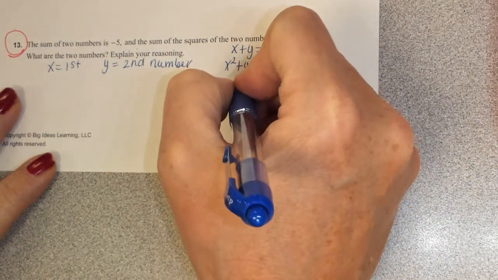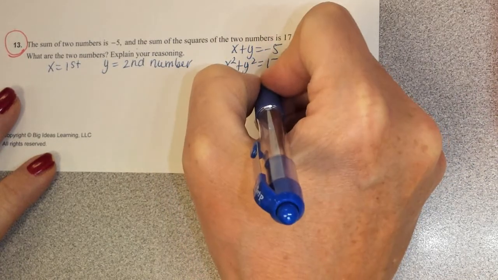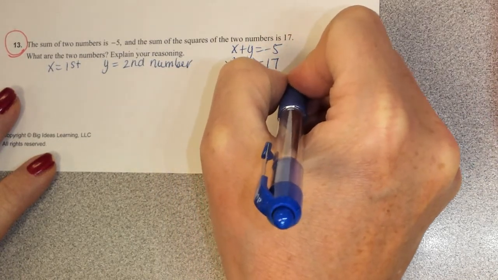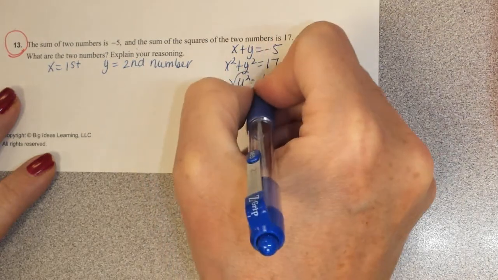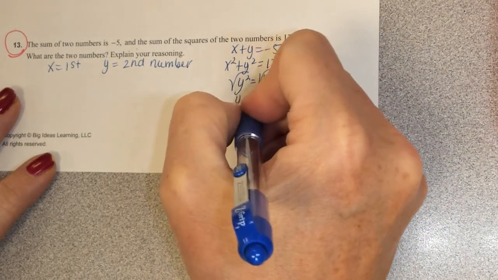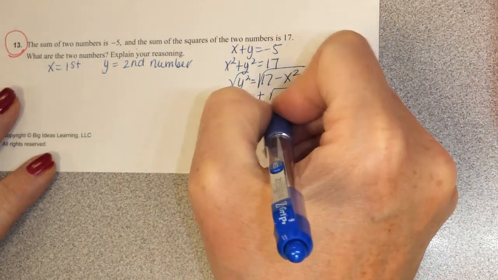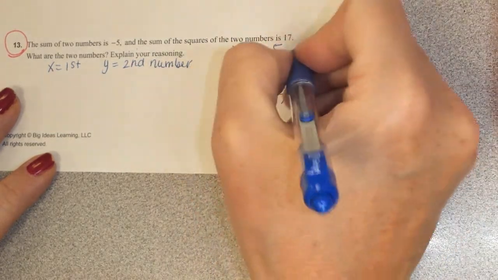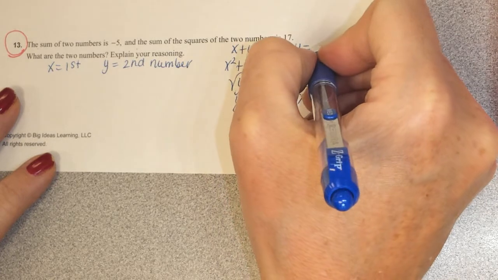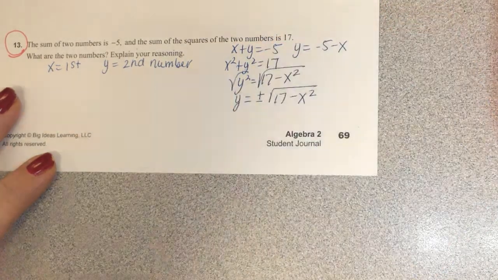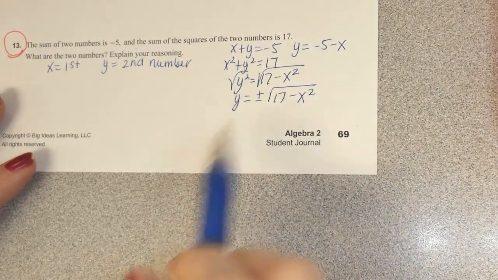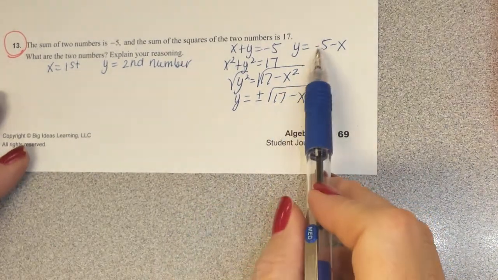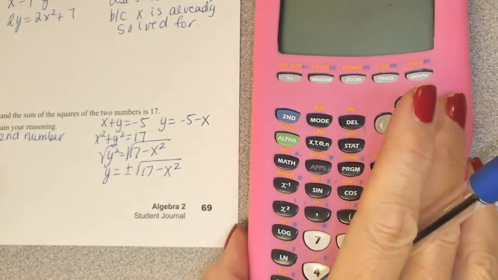To solve this for y equals, it would be y squared equals 17 minus x squared, and then I'd have to take the square root. So it would be y equals plus or minus the square root of 17 minus x squared. Solving this one for y, it would be y equals negative 5 minus x. So if you want, you can do this. Let's go ahead and just do this on the calculator.